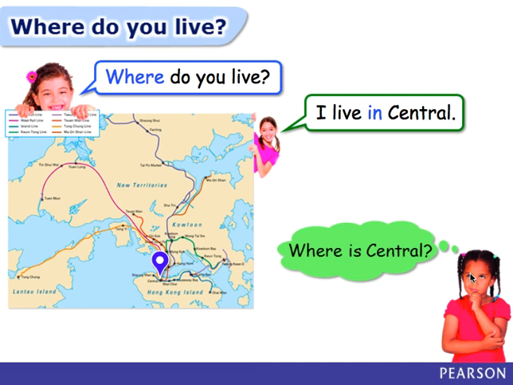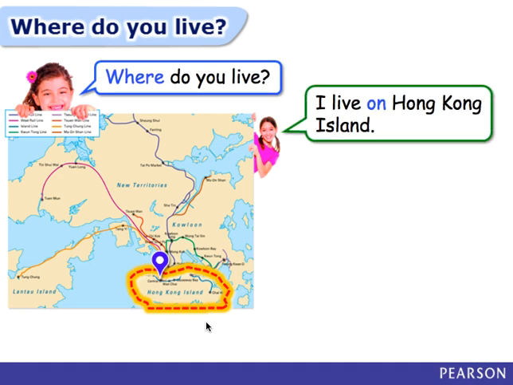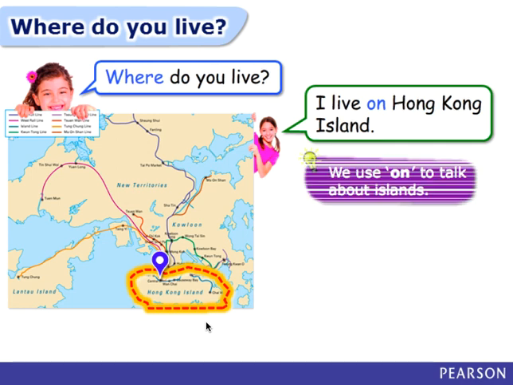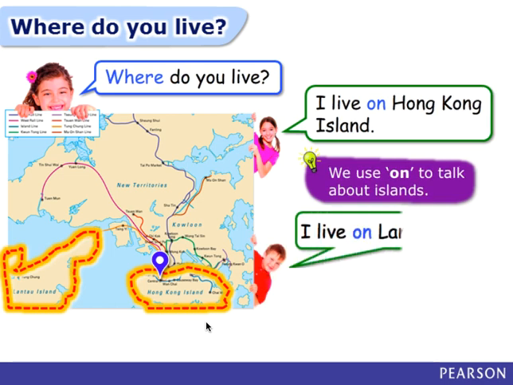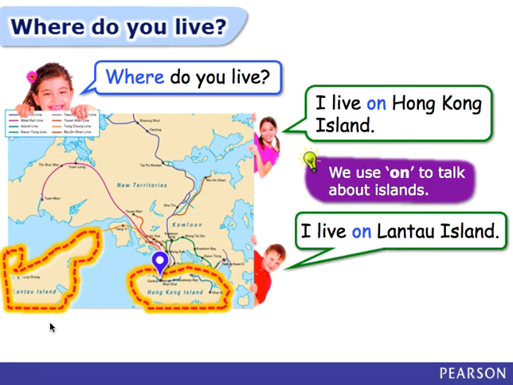But where is Central? You can see the circle here. Central is on Hong Kong Island, so you can also say I live on Hong Kong Island. We use on to talk about islands. You can also answer another one. For example, if you live on Lantau Island, you can say I live on Lantau Island.